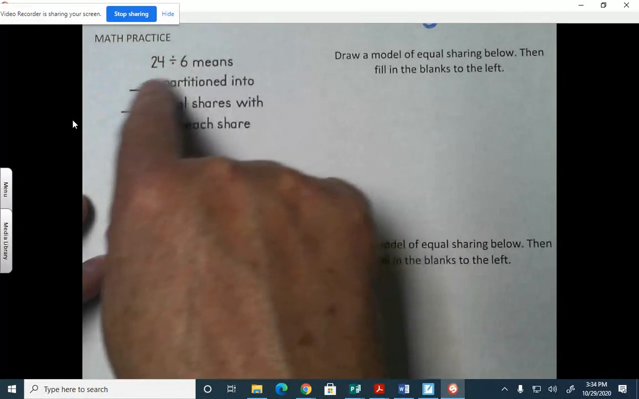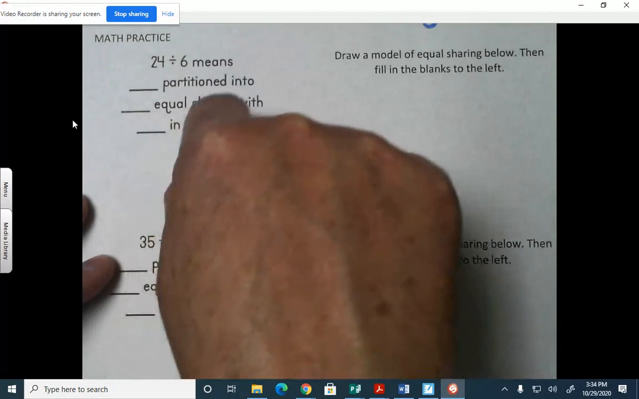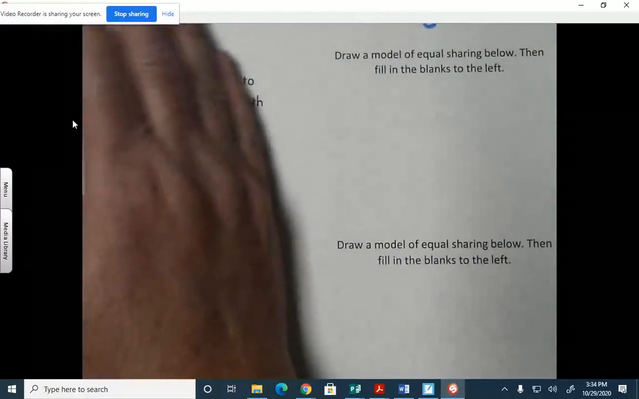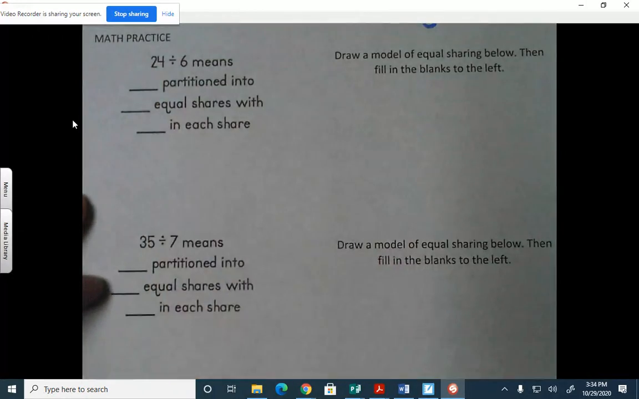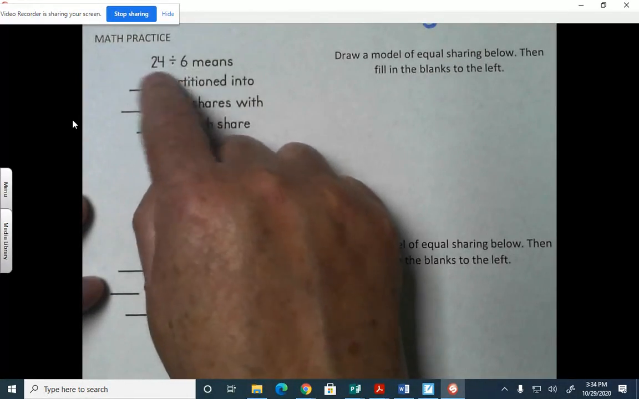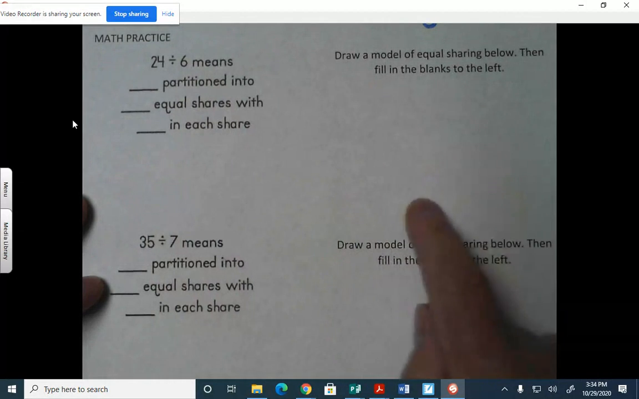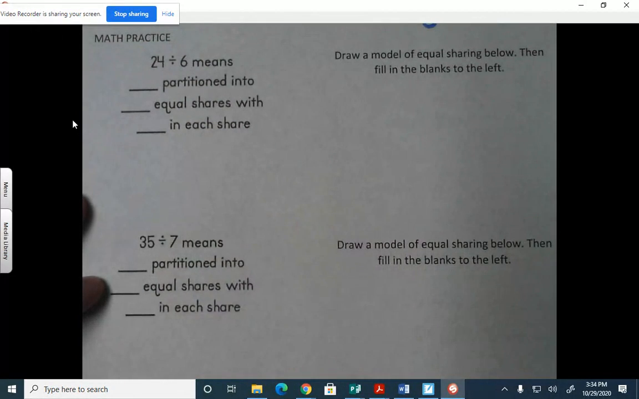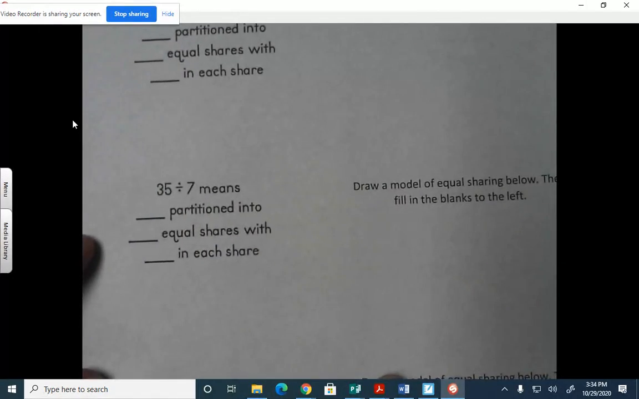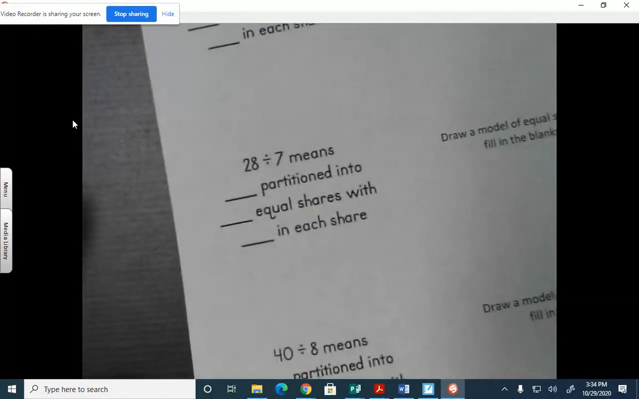I actually did not do this part with the class today, so we'll try to come back and revisit this. How should each part be filled in? You mainly just need this left side to get your division problem that you need to model out and share equally the total. There's 3 problems on the front and 3 problems on the back, so you should have 2 sheets with 3 on each side.